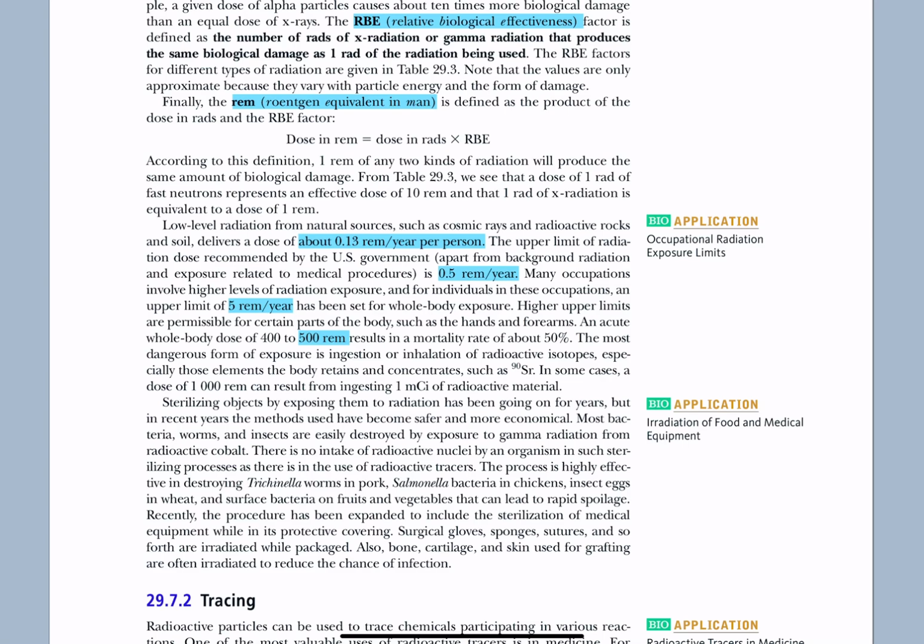The point being that this is an easy way to remember these values. 0.5 for a high-end average for a person due to natural causes and medical treatments. 5, which is the government limit, at least in the United States. 50, which is where we begin to see a biological effect. And then 500, the lethal dose at which you would expect 50% of a population to be affected and killed.